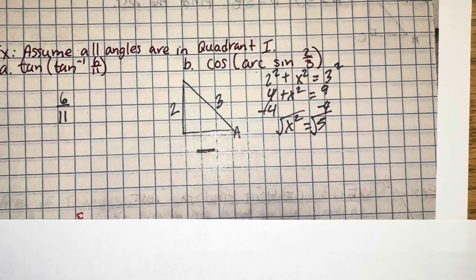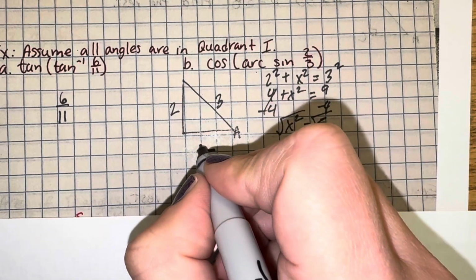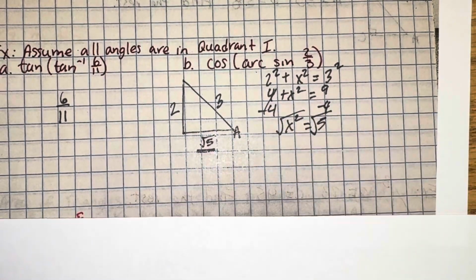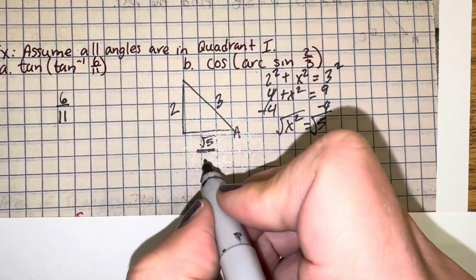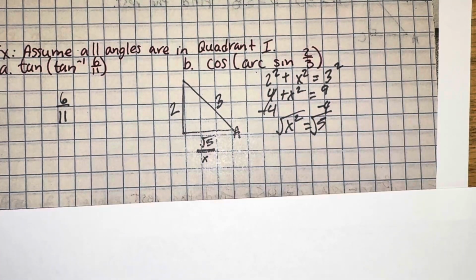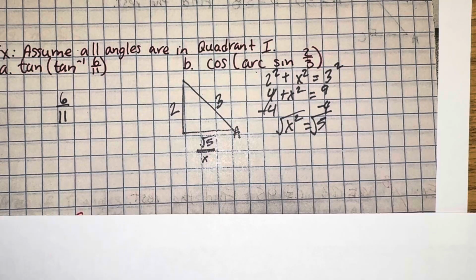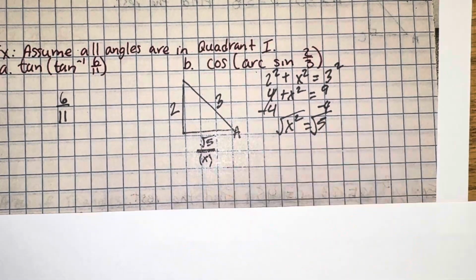Okay, when we square root, we always plus or minus unless we are finding sides. They are not going to be negative. So that side there is the square root of 5. That's what I made x. Just in parentheses, so you know that that's what I meant that side to be.